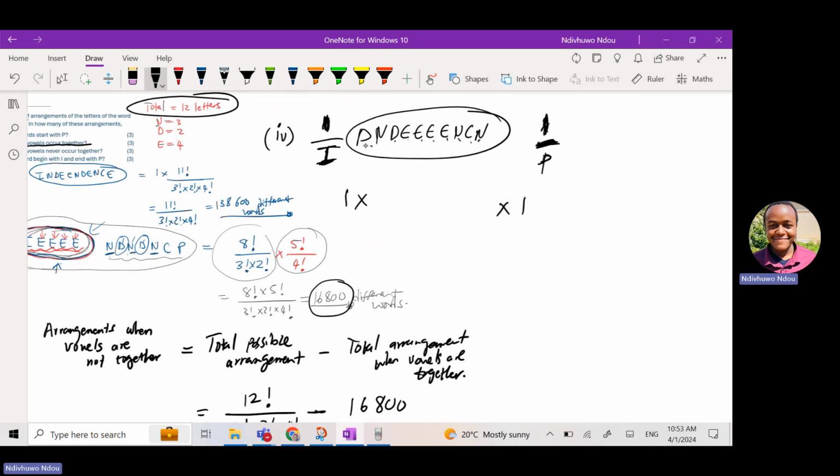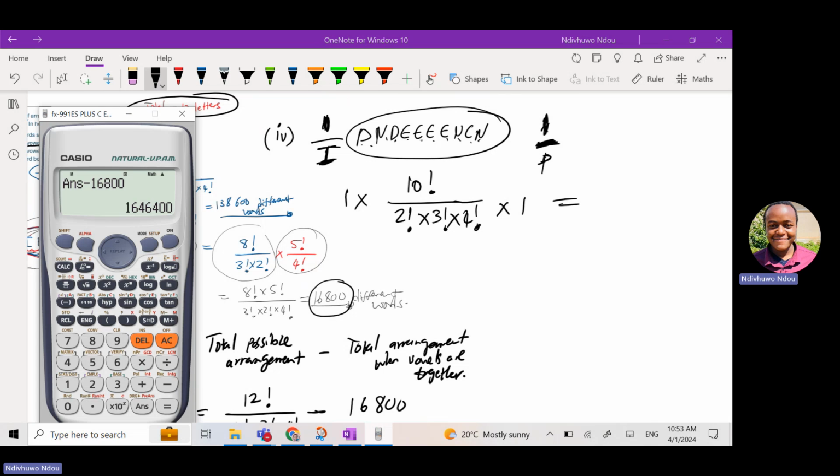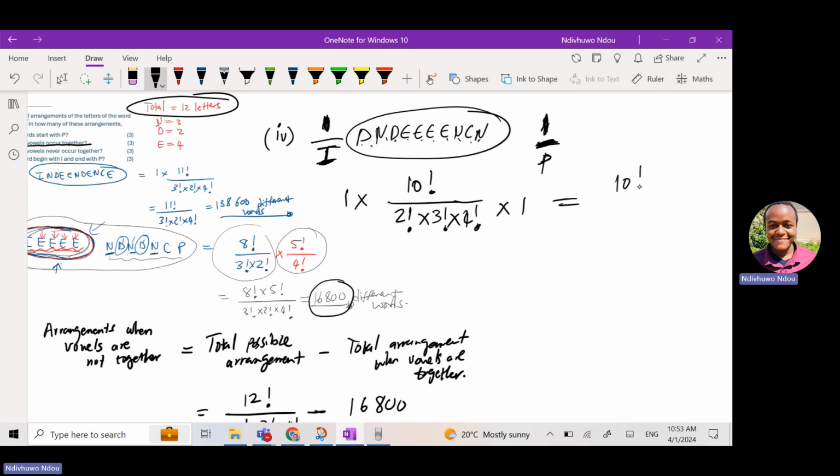But inside there are 1, 2, 3, 4, 5, 6, 7, 8, 9, 10. So they can be arranged in what? 10 factorial ways divided by the repeating letters. D is repeating 2 times, 2 factorial. And N is repeating 3 times, 3 factorial. And E is repeating 4 times, 4 factorial. So that will give us the total number of words that can be formed, given that we start with I and end with P.